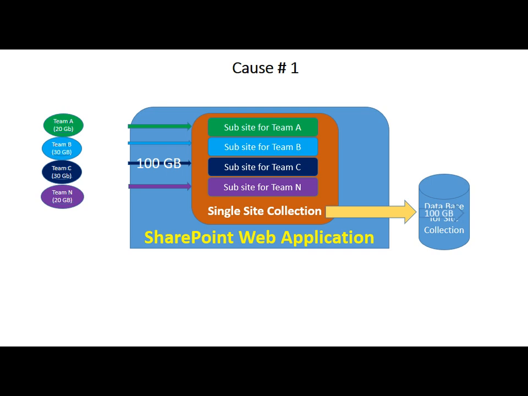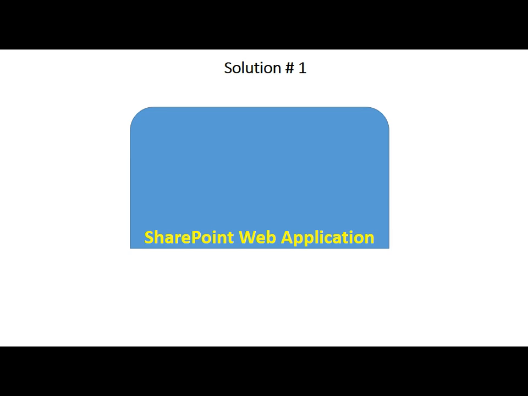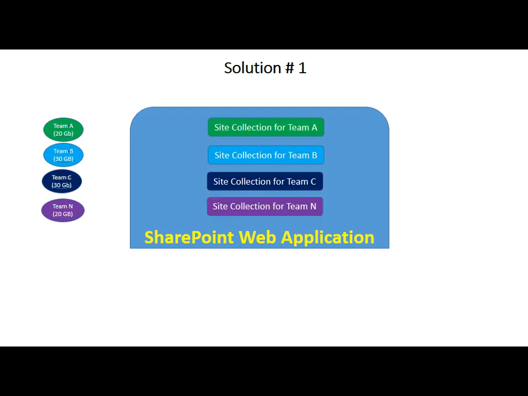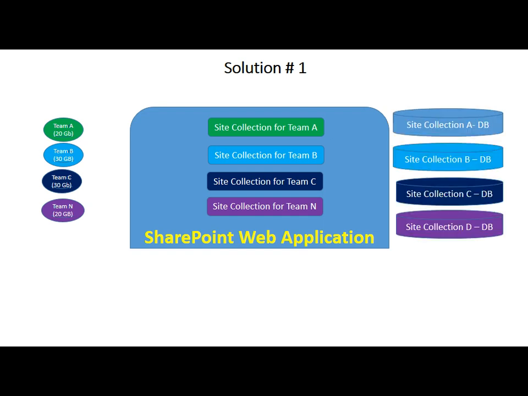So what is the solution to this problem? Let me demonstrate with a flowchart. This is the SharePoint web application. These are four sites, as we considered earlier in the example, and you must create four site collections for your teams. When you create four site collections, four site collection databases will be created in the database server. Now if team A wants to save 20 GB of its data, it will save it in the site collection A database, that is this one.